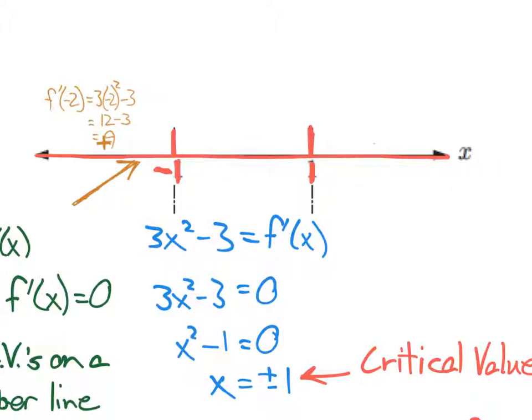So now we pick a number between -1 and 1. 0. Yes, make your life easy. Pick easy numbers. So 3 times 0 squared minus 3 is -3. So we just figured out that the derivative is negative for every number between -1 and 1. Okay? So what do I know about the function?